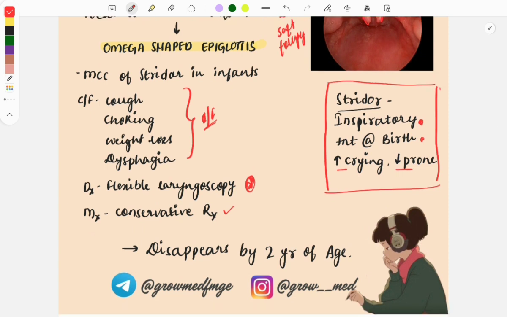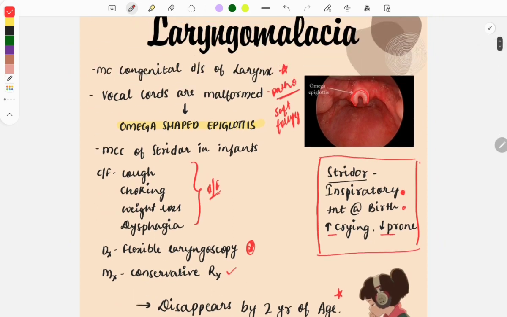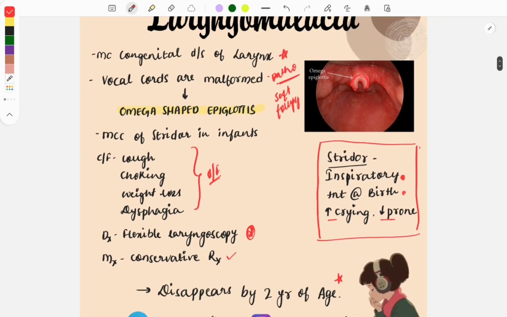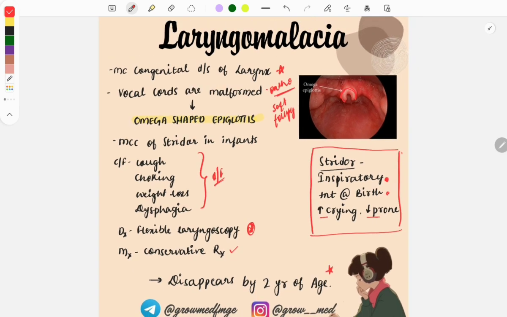And another most important thing which you must remember is that this disappears by 2 years of age. So it is a congenital disease, but it disappears by itself. So this disease is not carried on till adulthood. Okay, so this is a pediatric condition and mostly the congenital disease. Okay, so that's it in today's video.